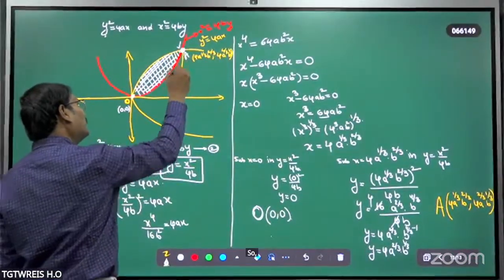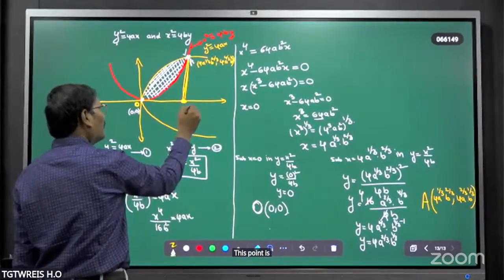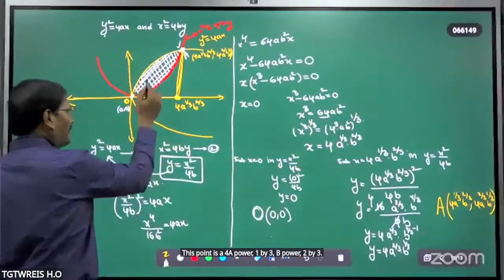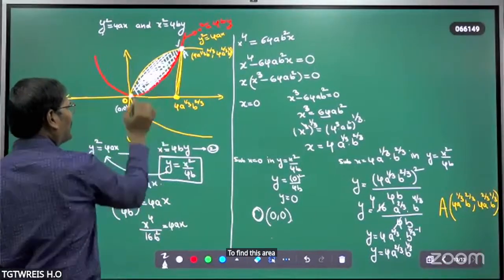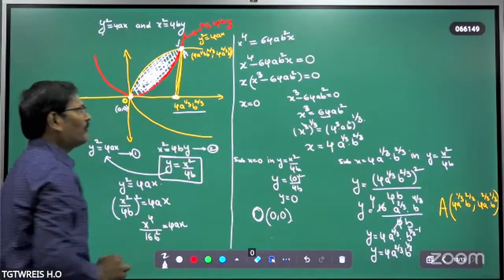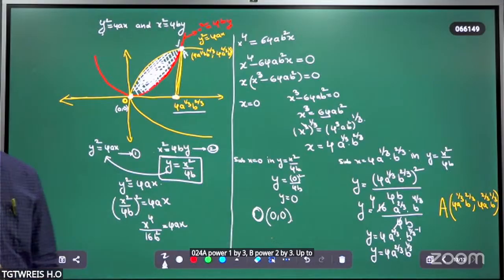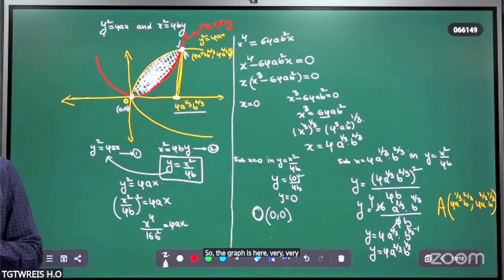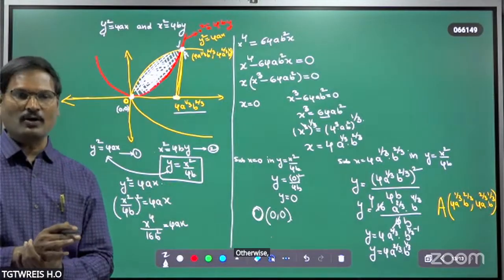So what will be this point? This point is 4a^(1/3) b^(2/3). To find this area, we have to take the limits as 0 to 4a^(1/3) b^(2/3). Up to this, is it clear to everyone? So the graph is very, very important. If you know the graph only, we can do this. Otherwise, it is not possible.